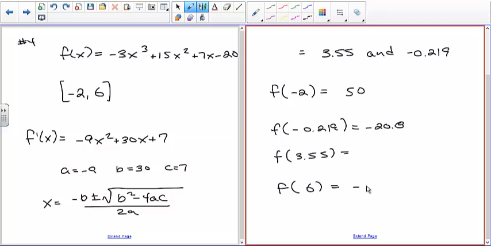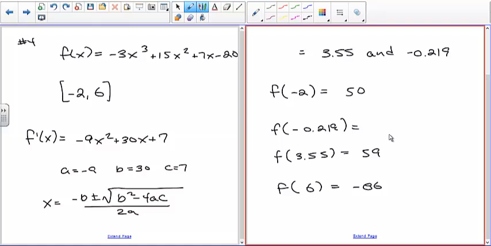This is negative. No, it's not. It's the next one. Okay, so make sure I got this right here. Okay, 6 is -86. 3.5 is 59. And what is -0.219? Let me try that one.